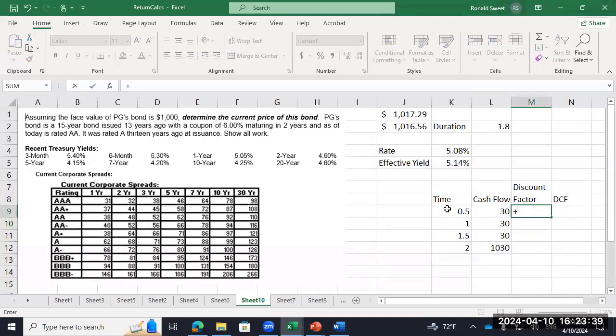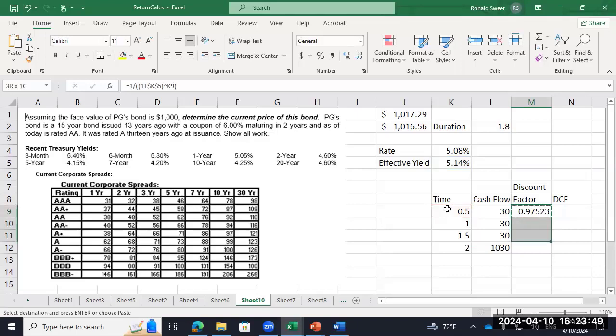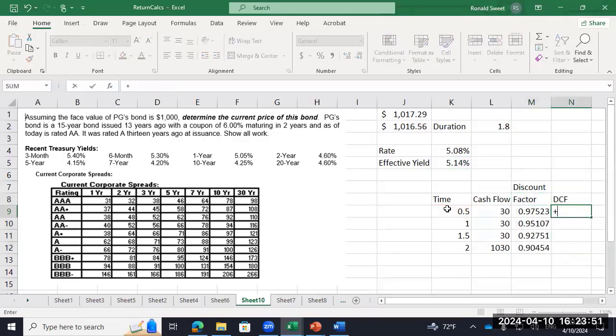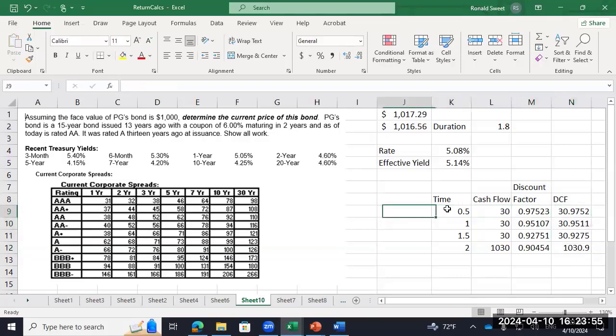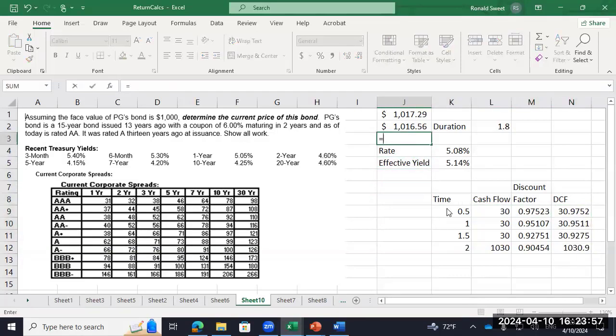The factor is 1 divided by, this y'all do all the time, right? This is what a finance major does. 1 plus the effective yield, raised to the time. And then our DCF, we just multiply across. Let's see if the table agrees. Y'all think it'll be the same? Nope, I did something wrong. What did I do wrong?